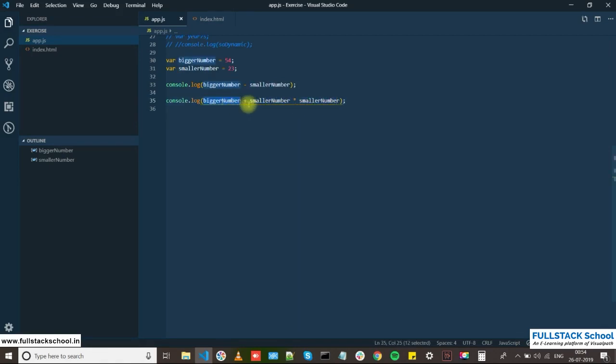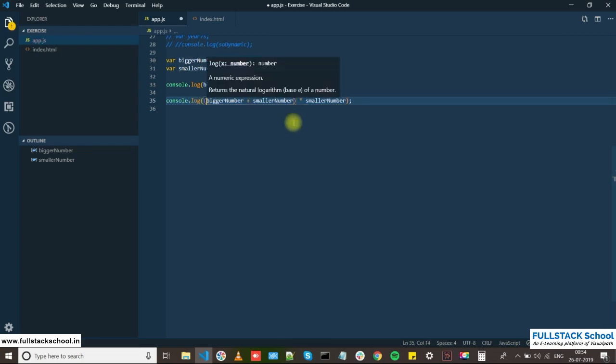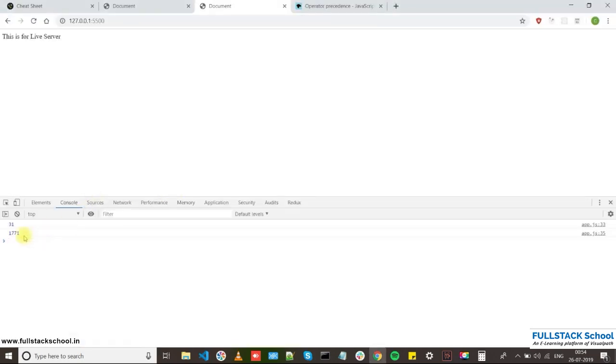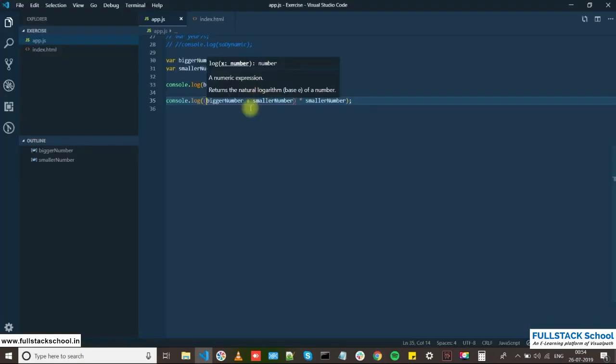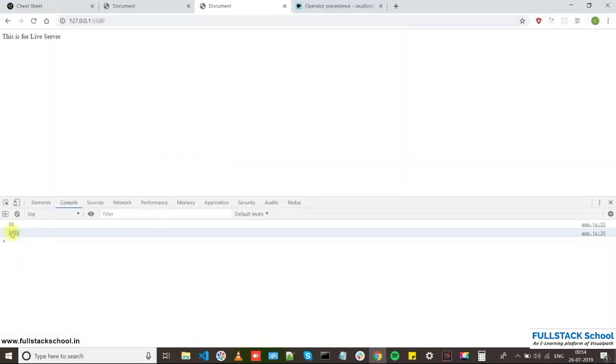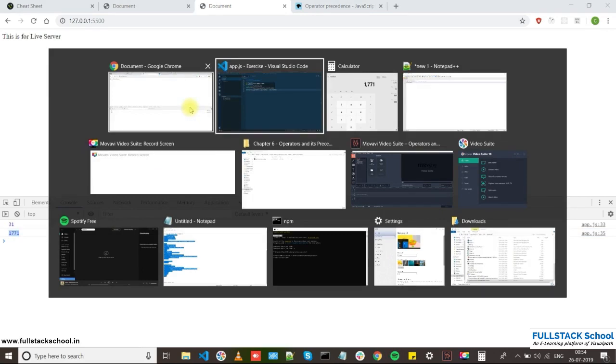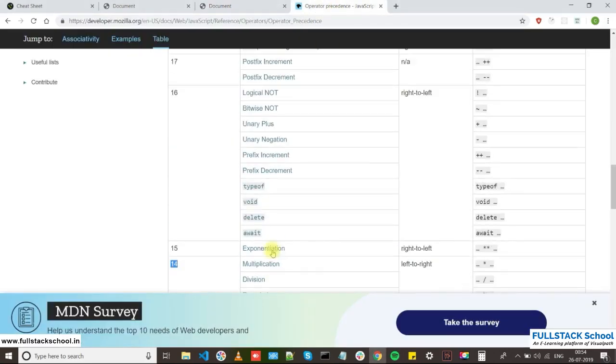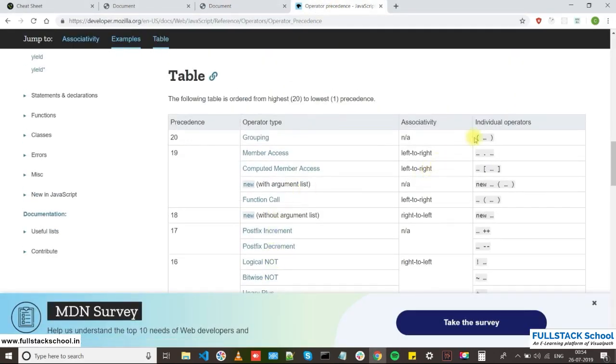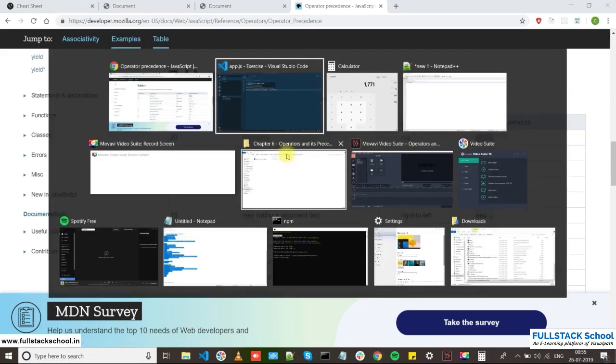Okay, so due to some business scenario, if you want this addition to happen first, what you have to do is simply put a bracket over here. So in this case, the bracket happens first and the multiplication happens second. Again, if you go to the operator precedence page, it will say grouping has higher priority. So if there's a grouping, that will be given more priority.